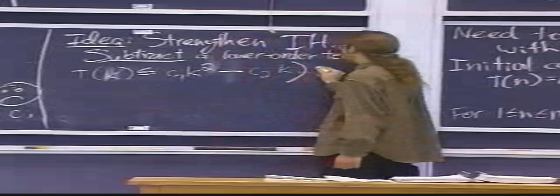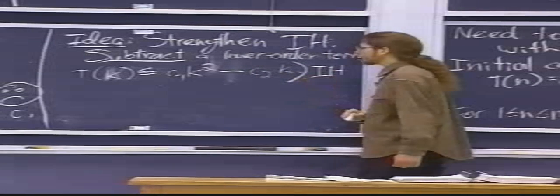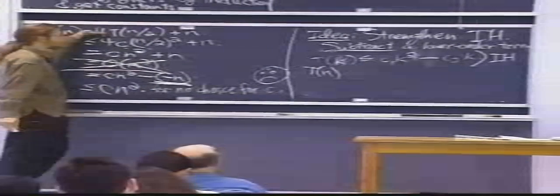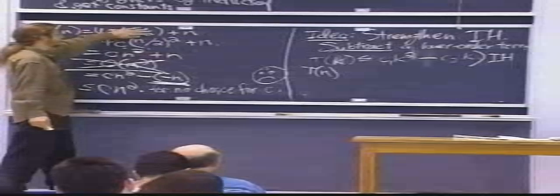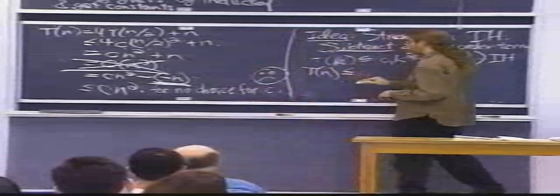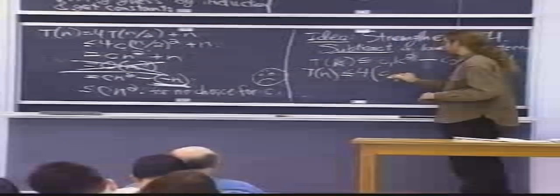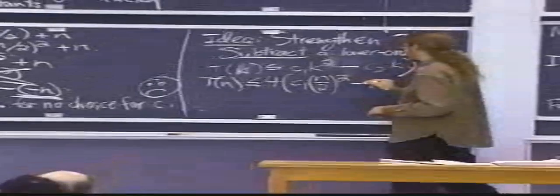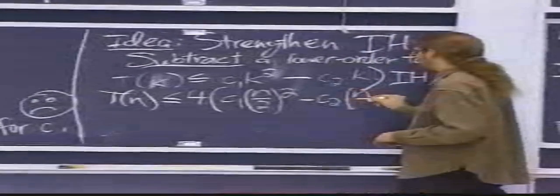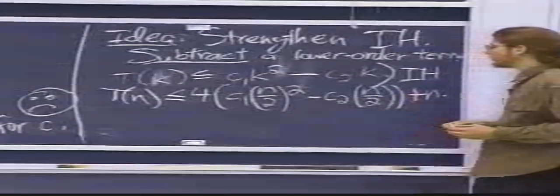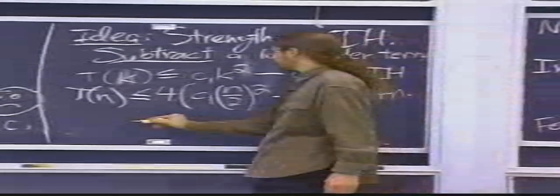This is our new induction hypothesis. And now we start with T of n. We know, again, that it's this. And now we plug in our induction hypothesis into this term. And we get T of n is at most 4 times C1 (n over 2) squared minus C2 (n over 2). And we should carry over an additive n. OK, so let's expand that out.